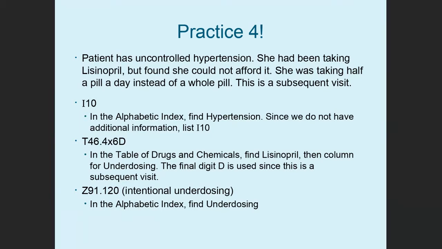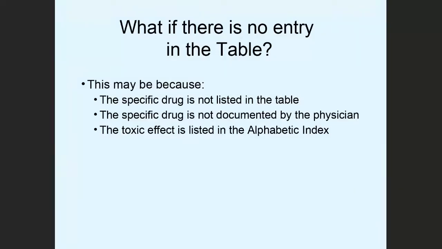You might also use intentional underdosing. The patient did this on purpose because she couldn't afford it. And that's a Z code. We'll talk more about other possible Z codes in a few minutes.